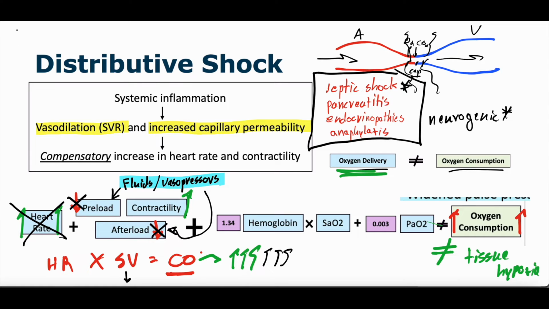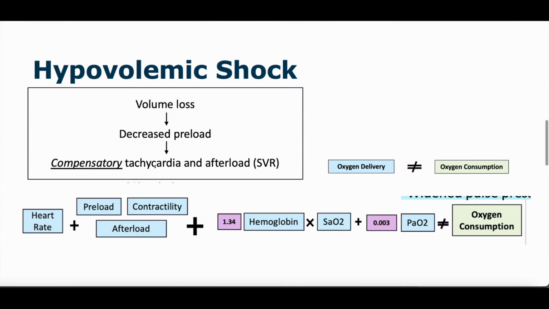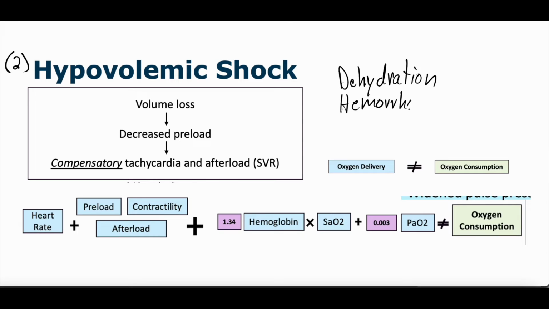So that is shock state number 1, distributive shock. Shock state number 2, hypovolemic shock. So same exact pattern here. Hypovolemic shock can be from severe dehydration, right? You just don't have enough fluid in the body. It can be from hemorrhage or bleeding or losing too much hemoglobin. It can be from this entity called third spacing, which we don't talk about as much, but it's where too much fluid leaks into other areas of the body. But the two big ones are dehydration and hemorrhage.